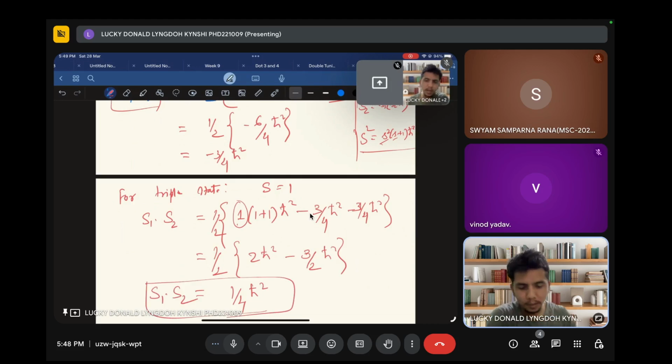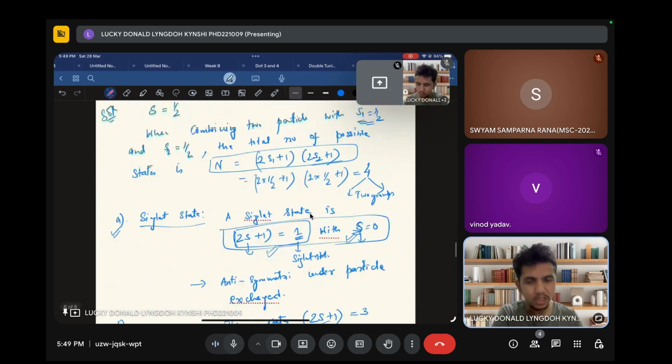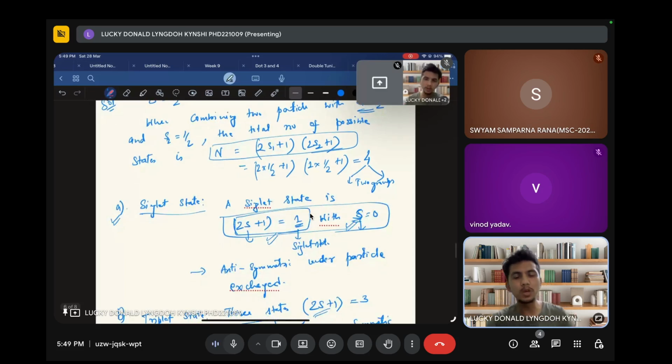Okay, so let's go back. What are the formulas that we use here? Suppose you have two particles with spin half. If you combine them together, what are the possible states? There are 4 possible states. You can directly use this equation here: N is equal to (2s1 plus 1)(2s2 plus 1). You get 4 possible states, and what are they?